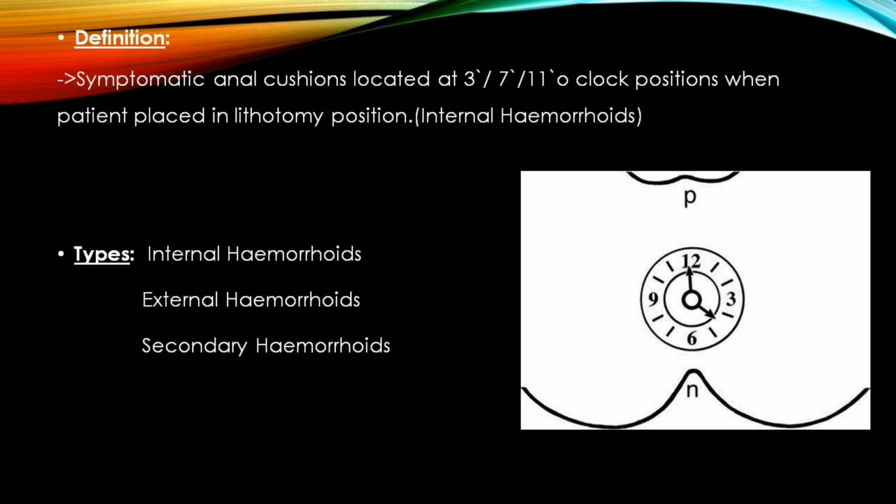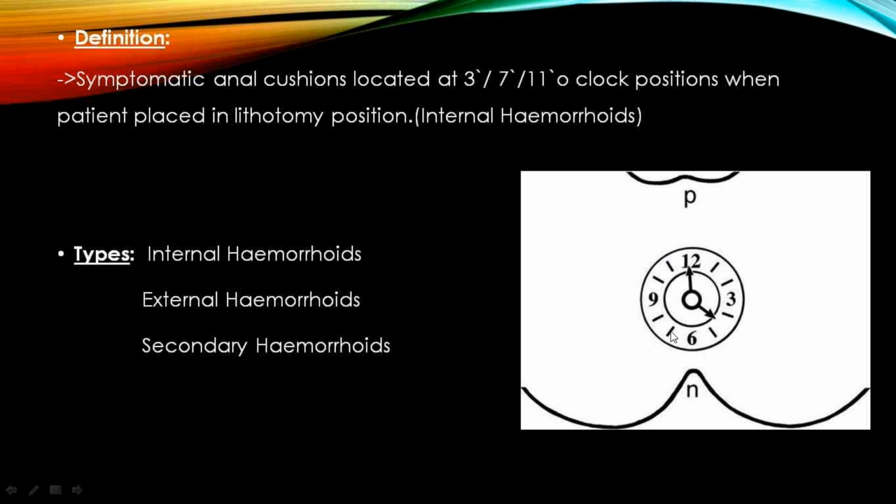Anal cushions are located at three primary positions, that is the 3 o'clock, 7 o'clock and 11 o'clock. Here you can see in the right lower corner of this slide, there is a picture depicted when the patient is in lithotomy position. Anteriorly it is the perineum, here it will be the coccyx. If you think of the anus as a wall clock, this is the 3 o'clock position, this is 9 o'clock, 12 o'clock and 6 o'clock. So the primary positions of the anal cushions are 3 o'clock, 7 o'clock and 11 o'clock, that is the left lateral, right anterolateral, right posterolateral.